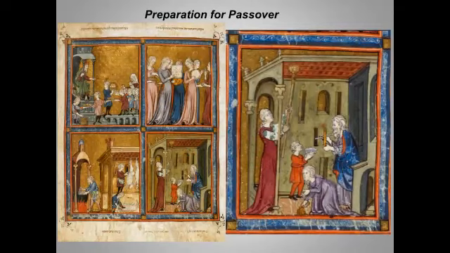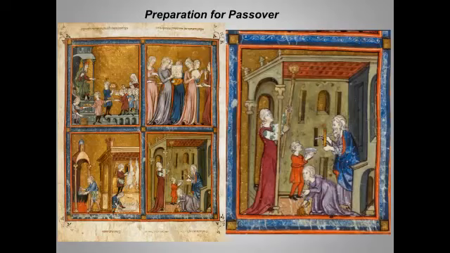So finally on this page we see the household preparing for the Passover dinner or Seder. Clockwise from the upper right we have Miriam, who is Moses' sister, joining maidens in dancing and playing instruments. Remember, Moses is the key character in this narrative.